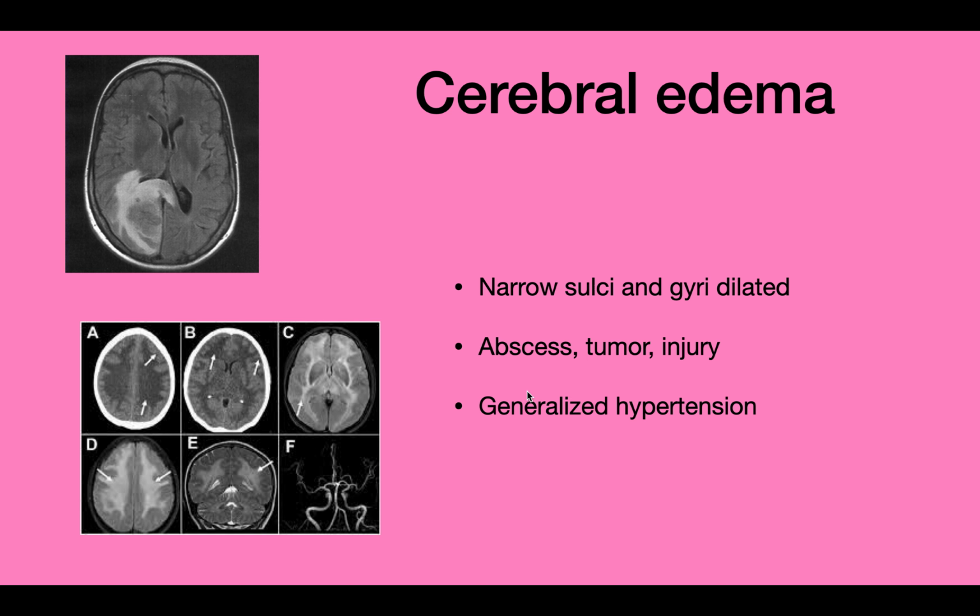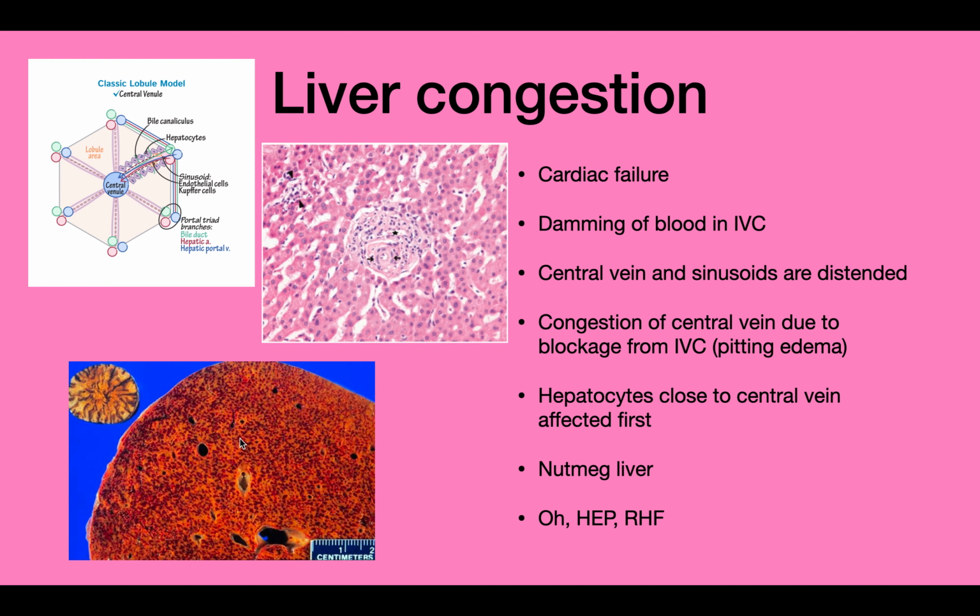Okay, so cerebral edema, of course, is bad because it's hydrocephalic, so there's going to be CNS disturbances. In MRIs, you can see that the sulci are narrowed and the gyri are going to be dilated. It can be due to abscesses, tumors, or injury, and they present with generalized hypertension. But the more important thing is they're going to have CNS disturbances.